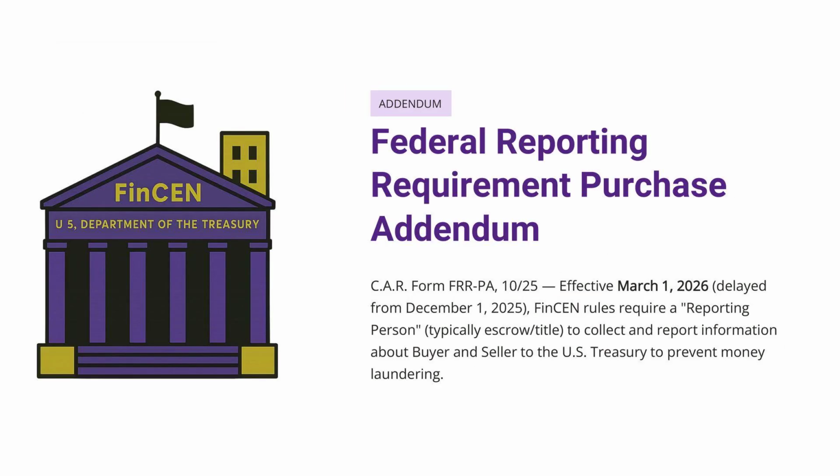The Federal Reporting Requirement Purchase Addendum introduces new obligations under FinCEN rules, effective March 1, 2026. This requires reporting persons, usually escrow or title companies, to collect and report specific information about both buyers and sellers to the U.S. Treasury. This measure aims to prevent money laundering within real estate transactions.